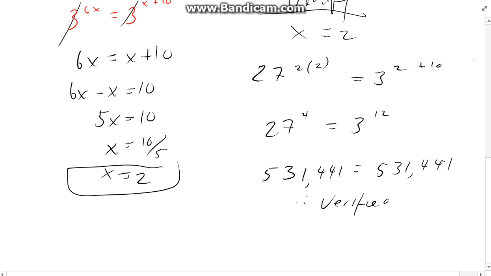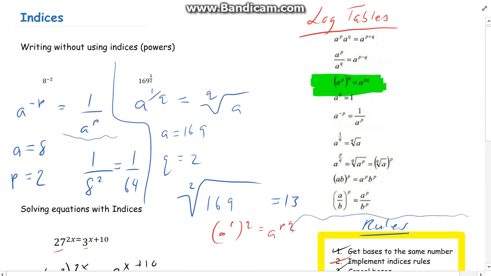Just be careful if they do ask you to verify. Make sure you don't forget. Highlight it on your exam paper and then verify it. So that is our indice questions.